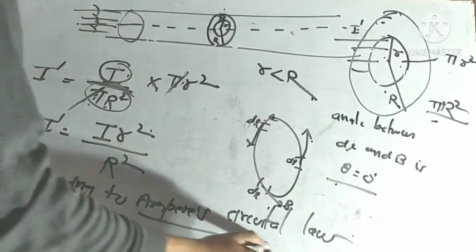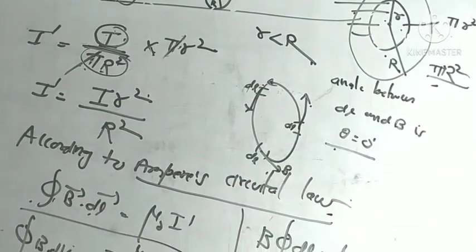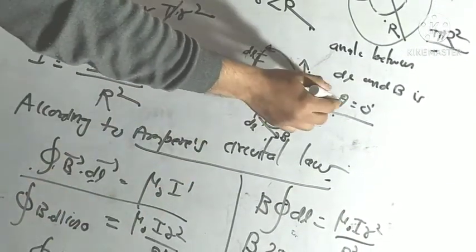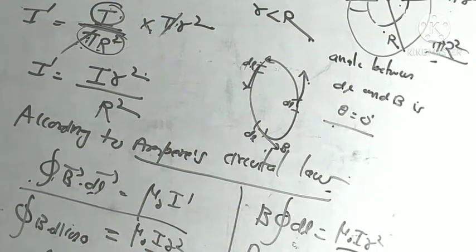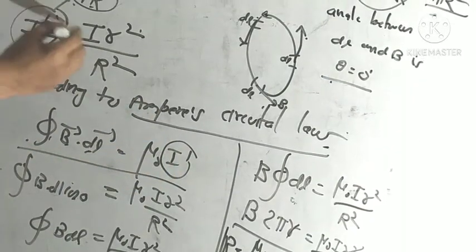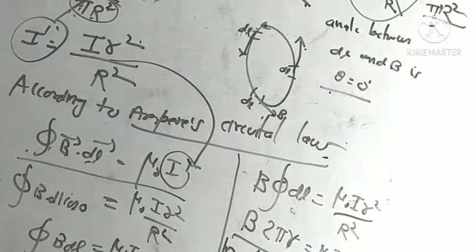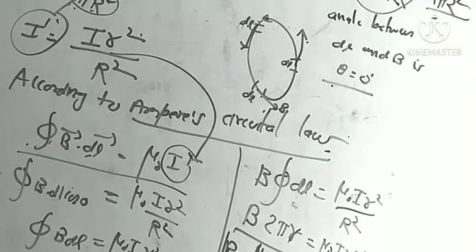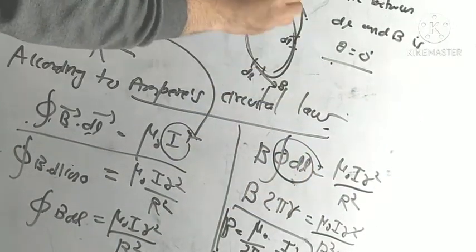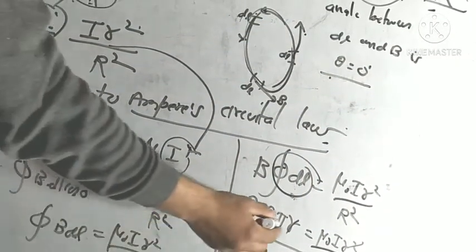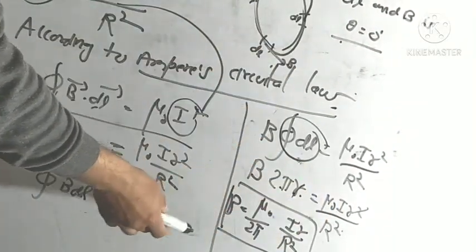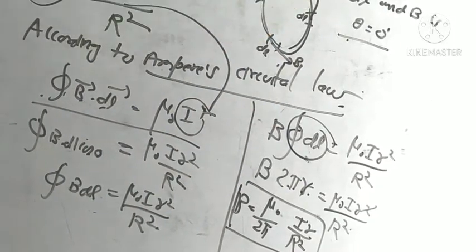According to Ampere's circuital law, we already know this formula. Here the angle between B and dl, the magnetic field and this small element, is theta equal to 0 degree. We put this value, 0. Only B dl is left, equal to the value of I dash, which we put here. B comes outside the integration because B is constant. So the integral of dl gives the circumference of this closed path, that is 2 pi r. After solving, we will finally get the value of the magnetic field at this point inside this conductor.